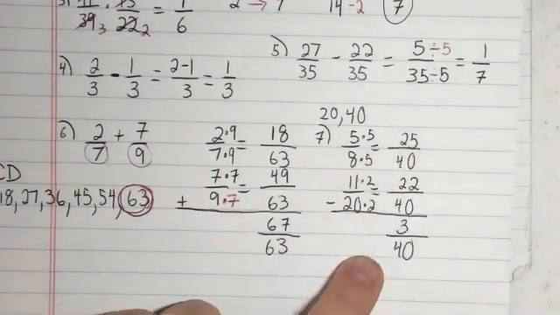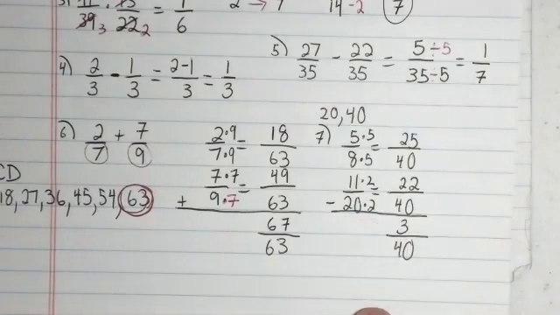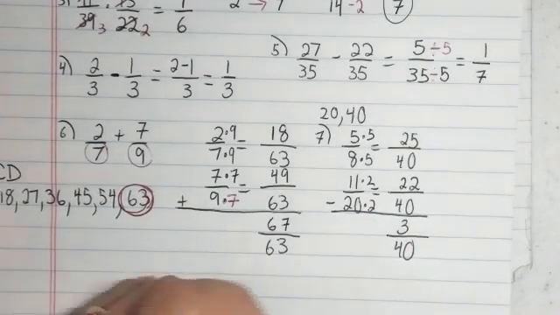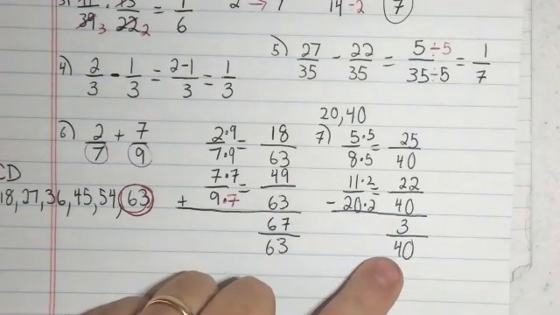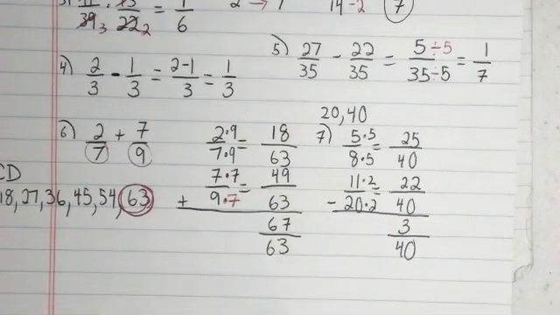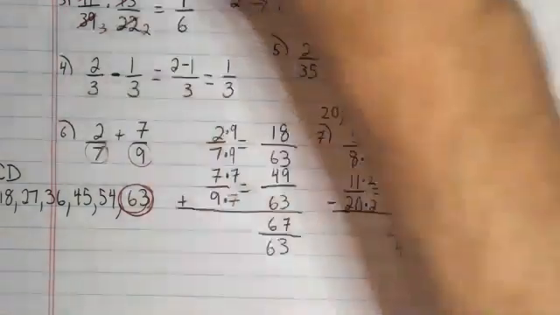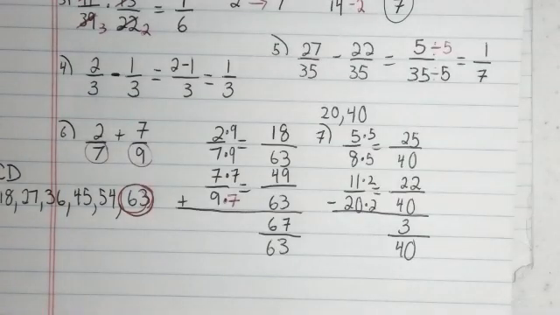And again, my last question is, can I simplify 3 over 40? Basically, there's not a lot of multiples of 3. The only way I'd be able to reduce that is if 3 would go into 40. And the answer to that is no, I cannot simplify that any further.